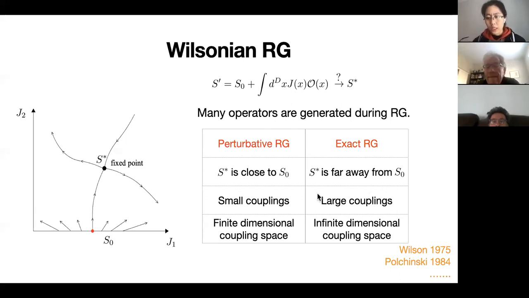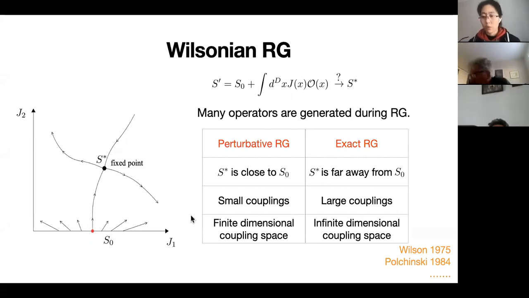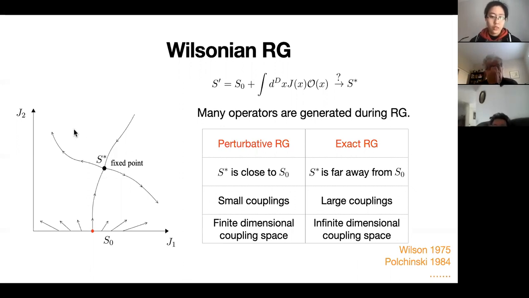So in this general case, when the IR fixed point is very far away from the starting point, the RG flow actually takes place in the infinite dimensional coupling space. So this makes the problem of RG flow, or looking for the IR fixed point, sound like a mission impossible. However, we can still be optimistic if we can reduce the dimension of the coupling space.